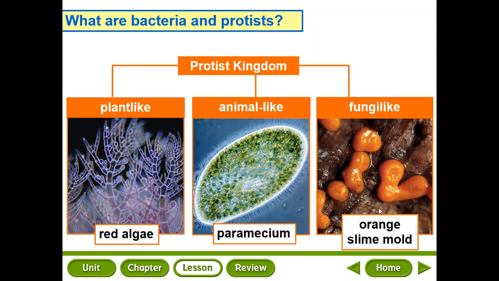And the others, slime mold or amoeba, obtain food by eating other organisms and move from place to place. Fungus-like protists, such as slime mold here, break down dead organisms to obtain food.